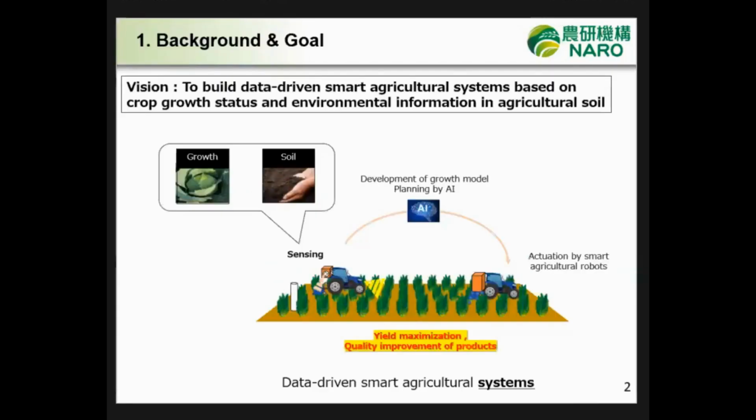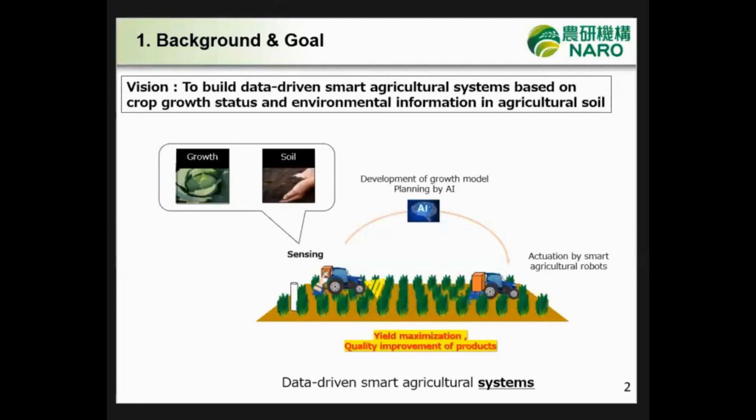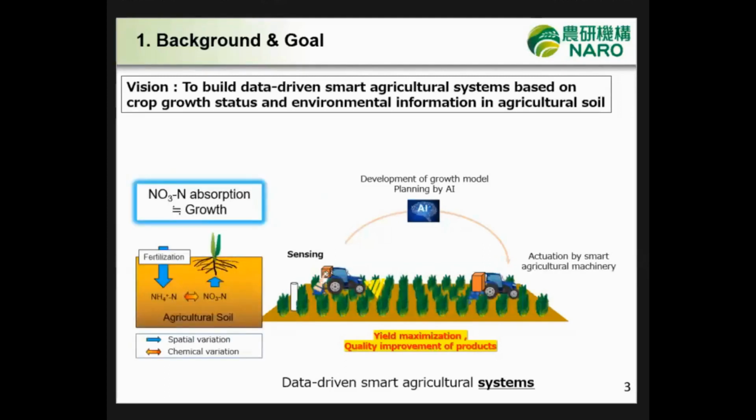So our vision is to build a data-driven smart agriculture system based on crop growth status and environmental information in agriculture soil. So we will develop the systems related to sensing, planning by AI, and actuation by smart agriculture robots. NO3-N is one of the most required sensing targets because NO3 absorption is affected by the growth of the plant, especially leaf.